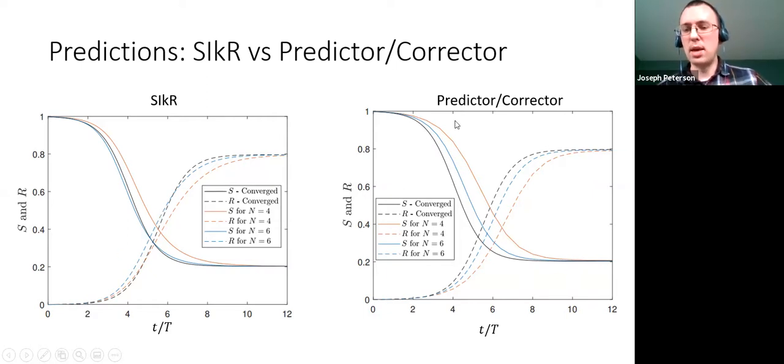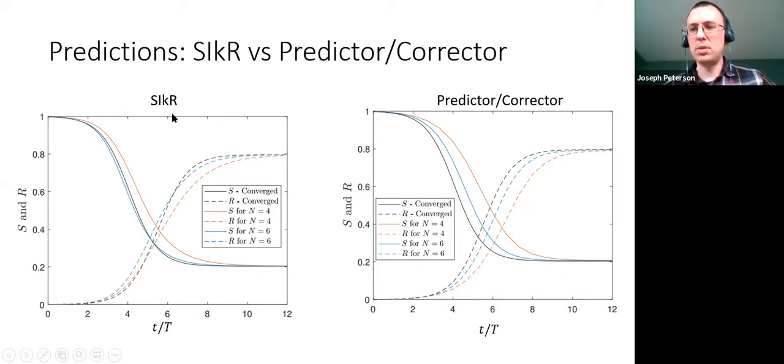Okay, the other thing to note is that even if the accuracy is comparable with n equals 6 compartments at this point in time, the predictor corrector method is more efficient because it is able to take larger time steps for a specified level of accuracy, whereas the SIKR model has to take small time steps in order to have the calculations properly converge. So that's a comparison, just demonstrating that predictor corrector is indeed better than the SIKR model.